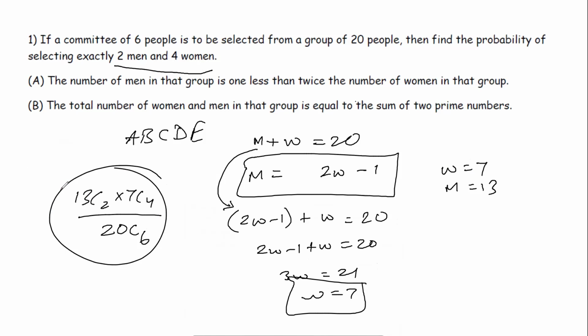Out of 13 men, how many ways can you select 2 men? 13C2. Out of 7 women, how many ways can you select 4 women? 7C4. So A answers. B, C, and E are out, so it's either A or D. Second statement.